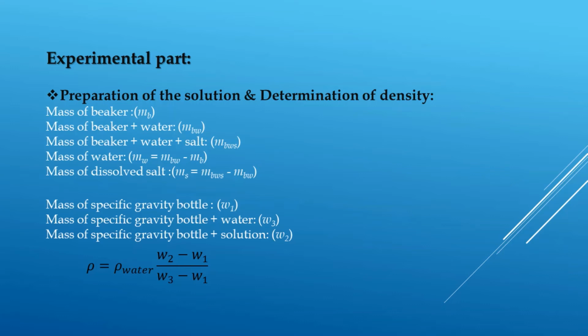So there are four parts in the experiment. Firstly, the preparation of the solution and determination of the density of the solution. So we have to prepare the solution in a beaker. The mass of the beaker is termed as mb. The mass of the beaker and the water is mbw. The mass of the beaker plus water plus salt is mbws.